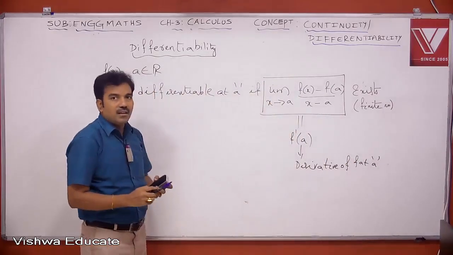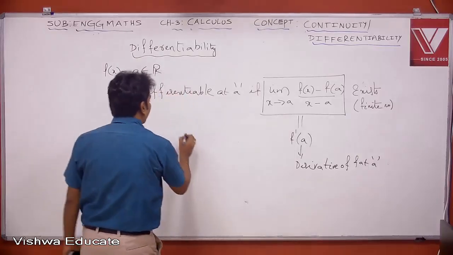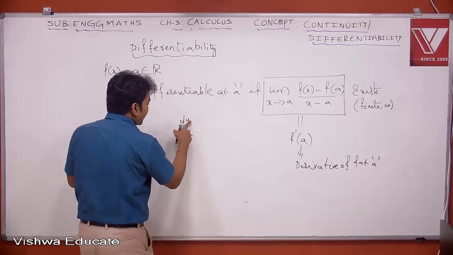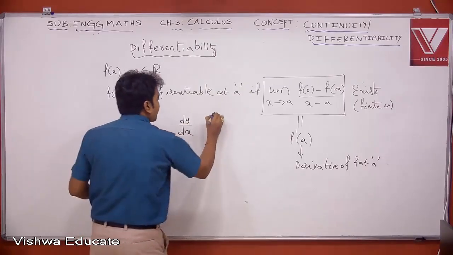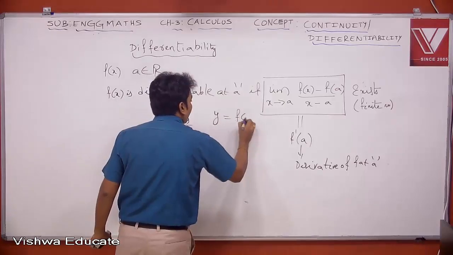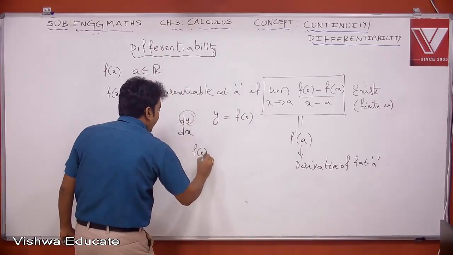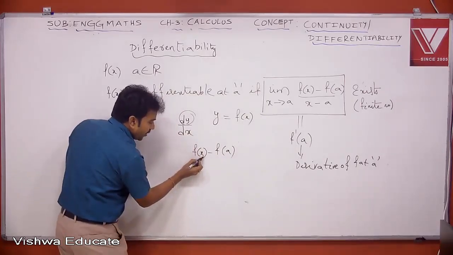Now let us see. Generally, whenever we discuss derivative, we have one notation. Always we follow this notation, dy by dx. This is nothing but change in y by change in x. Now in this case, what is my function? My function is y equal to f of x. Now what is change in y? This is f of x minus f of a, so y value at x only.